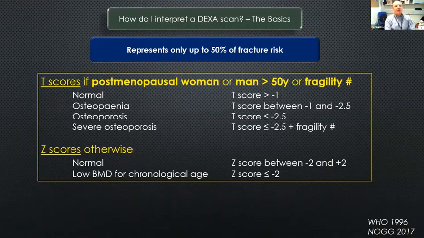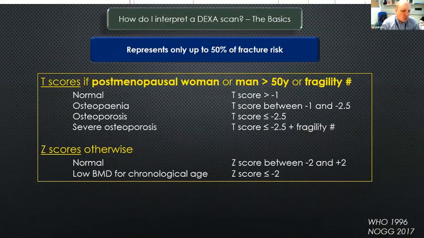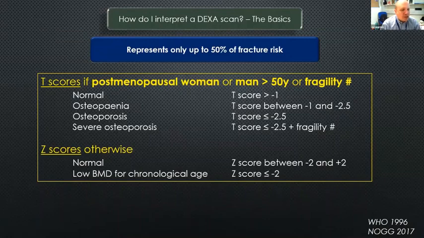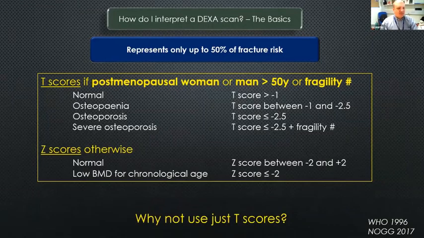And if you do have a low bone mineral density for chronological age, that essentially should trigger in your mind, is there a secondary cause? What else could be going on? Which takes me back to last week's session where we discussed how to approach the patient and look for secondary causes of low bone mineral density. Okay, so moving on. Why are we not going to just use T-scores?